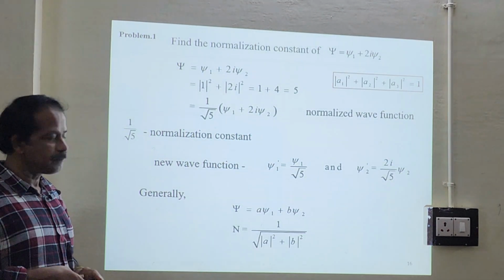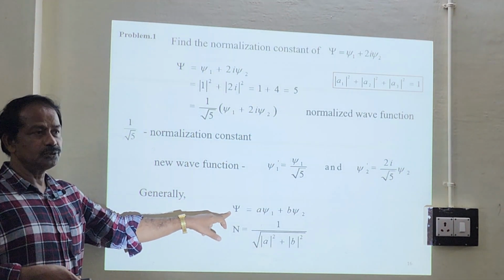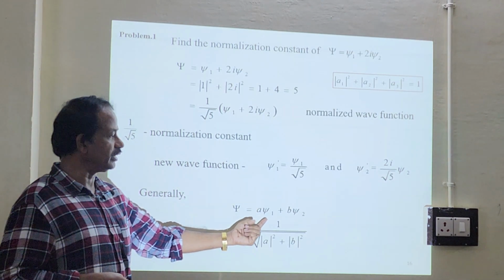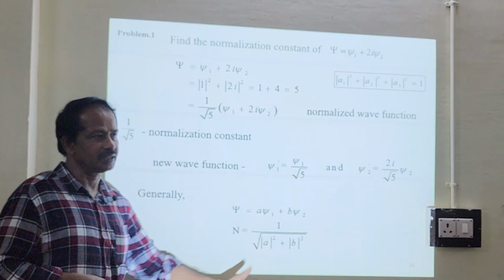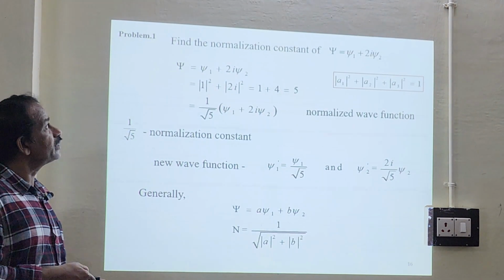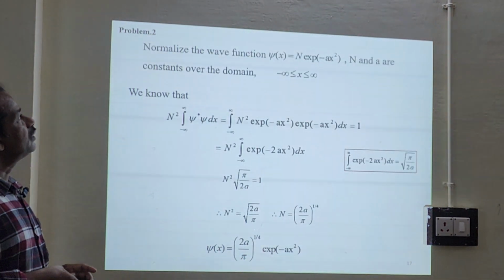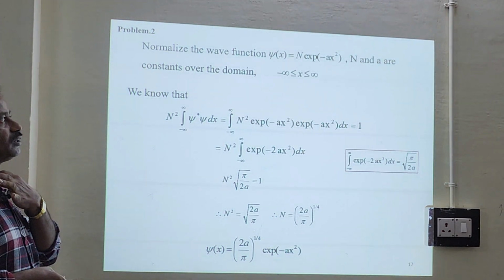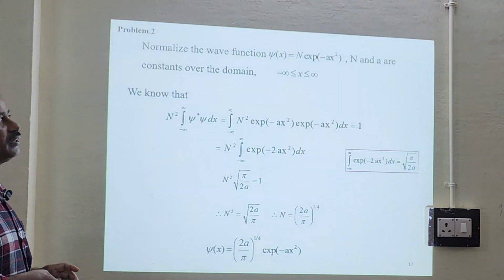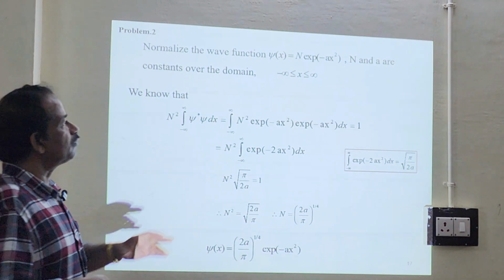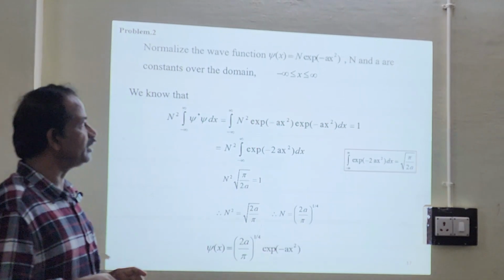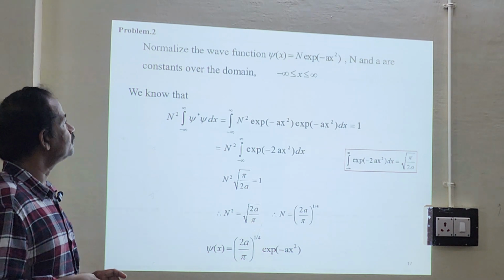Is it okay? So we know already for the 2 bases we can write psi equal to a psi 1 plus b psi 2, and then the normalization constant can be written with this formula. Okay. Now we will go for the second problem. Normalize the wave function psi of x equal to n e power minus alpha x squared, where n and alpha are constants over the domain, and of course x lies between minus infinity and plus infinity.